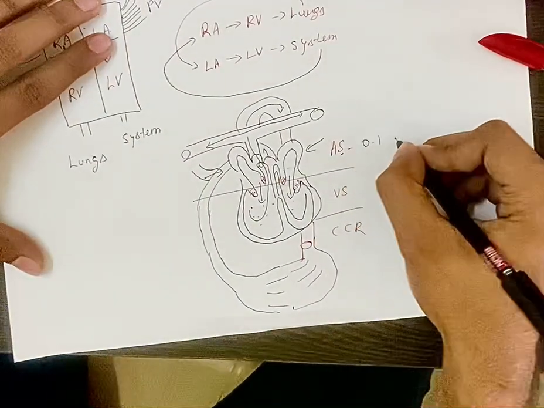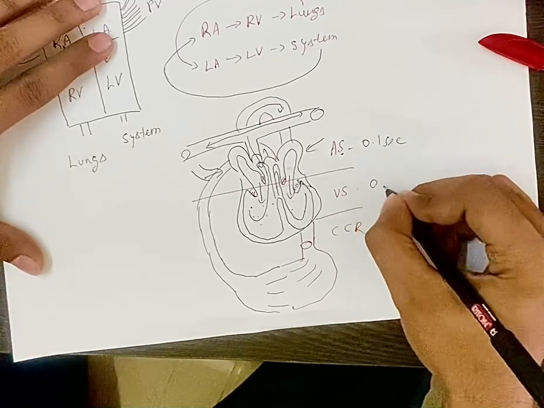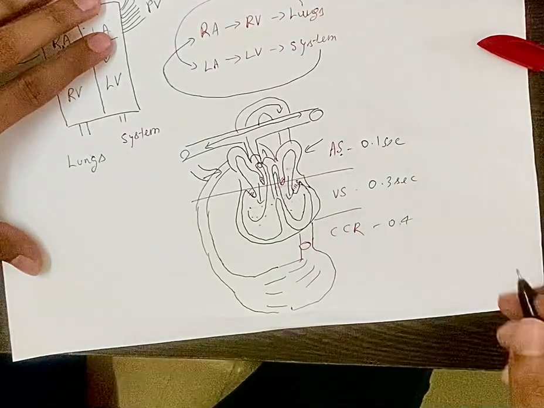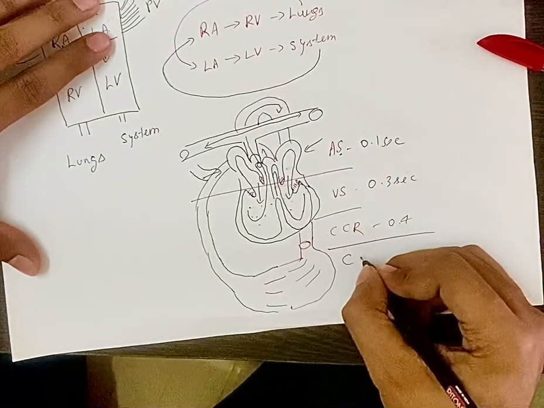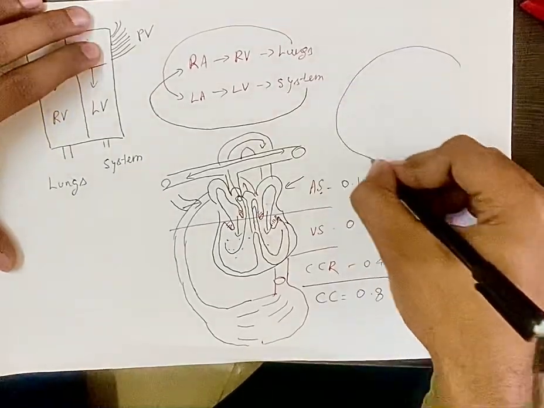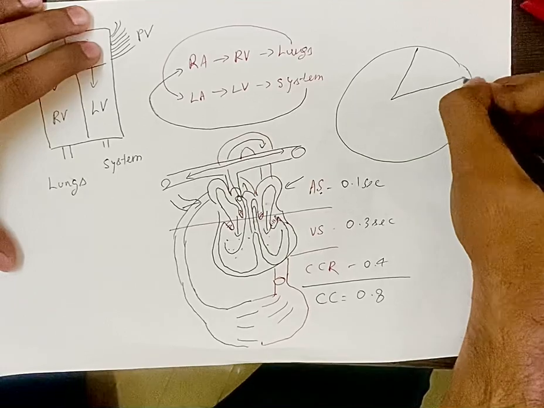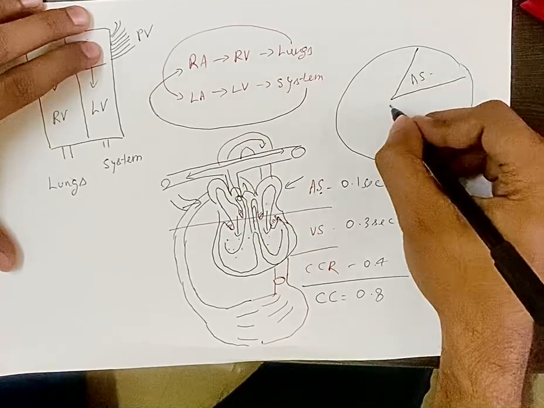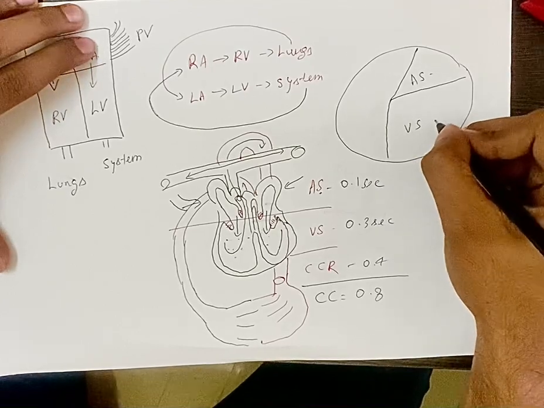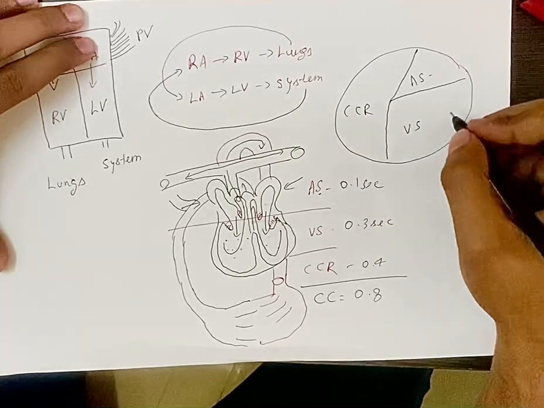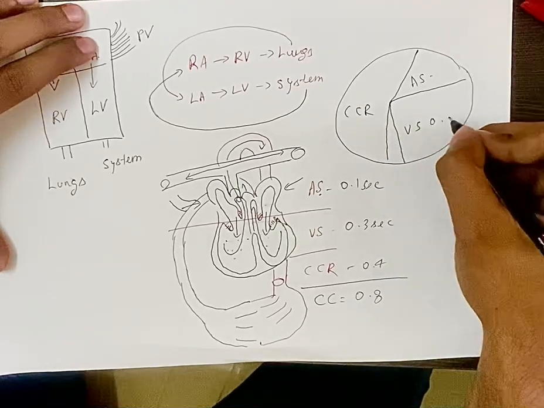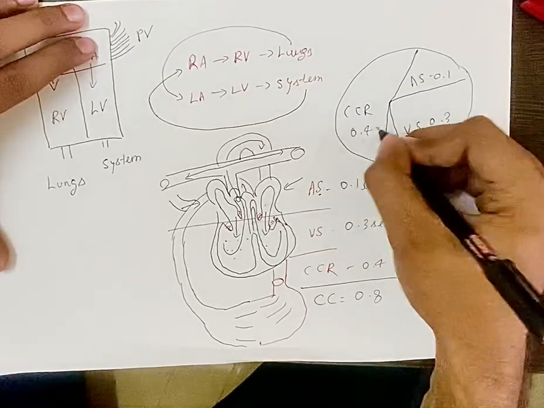Atrial systole takes about 0.1 second, ventricular systole takes 0.3 second, and complete cardiac rest takes about 0.4 seconds. Total cardiac cycle is of 0.8 seconds. Okay. If you draw a pie chart, this is your atrial systole and this is your ventricular systole, and this is your complete cardiac rest. Okay. Now 0.3, 0.1 and 0.4.